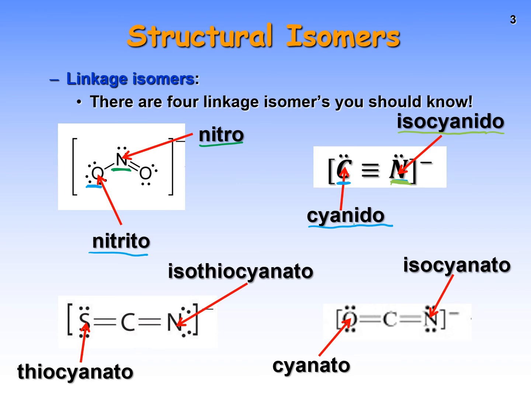Next, we have thiocyanate, which is SCN-. If you bond from the S, it's called thiocyanado. If you bond from the N, it's called isothiocyanado. And then finally, our last one that you need to be aware of is cyanate, OCN-. If you bond from the O in cyanate, it would be cyanado. If you bond from the N in cyanate, it would be isocyanado.